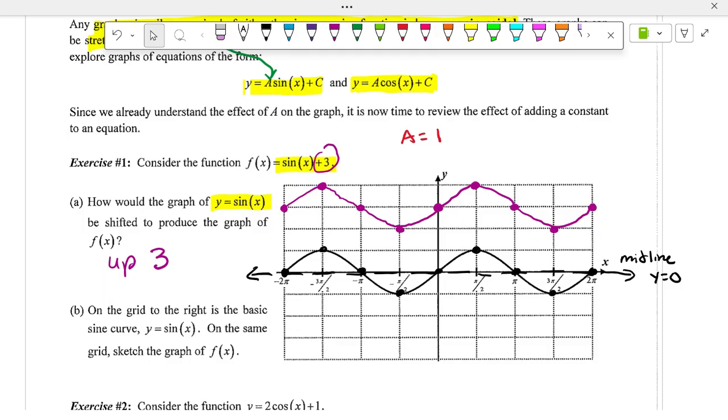And it's nice because when we shift the graph up, that midline just shifts with it. So if we know where the midline is, we always know where our middle is. So if I go 3 up from 0, what will my midline be of the purple graph? Yeah, y equals 3. So here's the midline for the other graph. So this is the other midline, and it's at y equals 3.